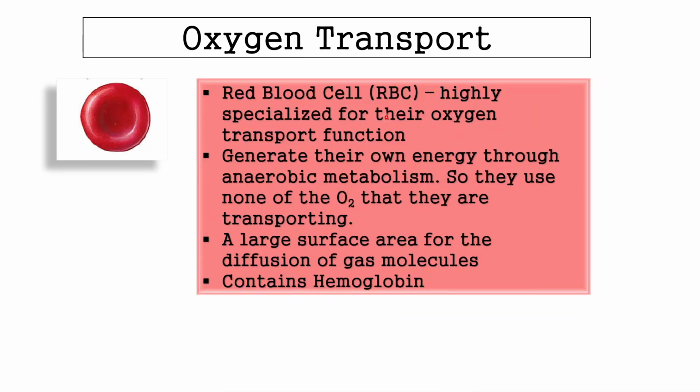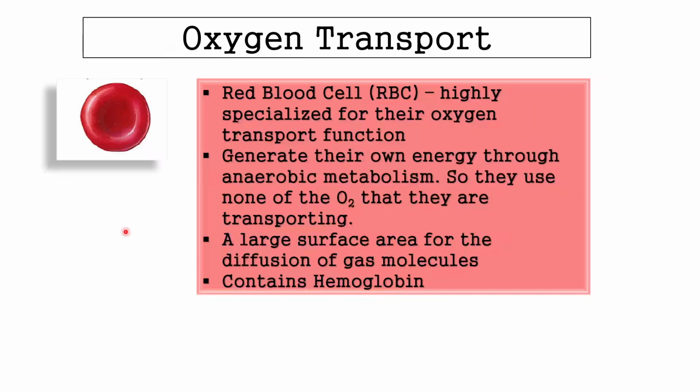Oxygen transport, red blood cells, right? We talked about this quite a bit. Some facts about the red blood cells. They generate their own energy through anaerobic metabolism. It's the only cell you'll see do that. Aerobic metabolism is what most cells need. But isn't that nice? Because they don't use any of the oxygen that they're providing to the cell. They don't need it, so they don't take any. And they're a large surface area for the diffusion of gas molecules.